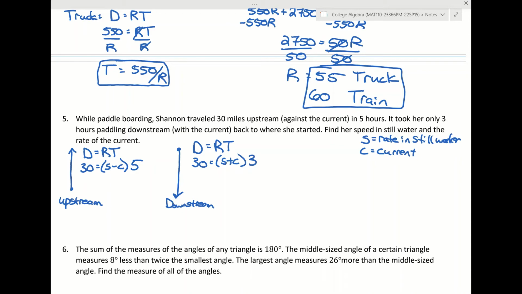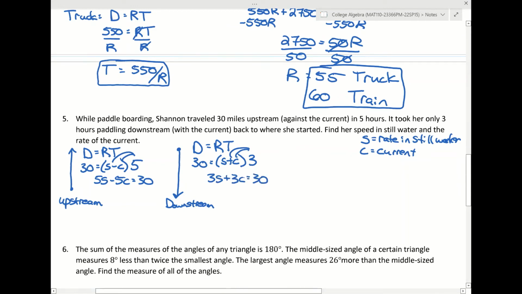Anyone have any questions with where those equations come from? No? So now what we could do is simplify, come up with a system, and then solve it. If we just distribute 5 here, we get 5s minus 5c is equal to 30. If we distribute the 3 here, we get 3s plus 3c is equal to 30. So we have another system: 5s minus 5c is equal to 30, and 3s plus 3c is equal to 30.